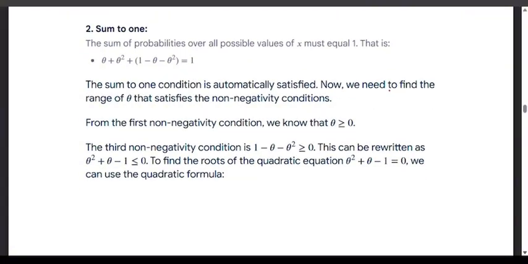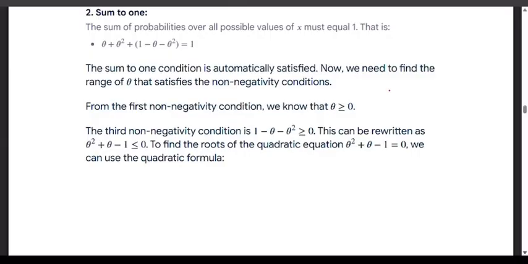After that, I said something the other time. We will impose a condition on theta. We want to figure out what theta means. We said before that, according to the non-negativity condition, theta will be greater than or equal to 0. And of course, the third probability, 1 minus theta minus theta squared, has to be greater than or equal to 0. Now, how do we solve this inequality to find the value for theta?